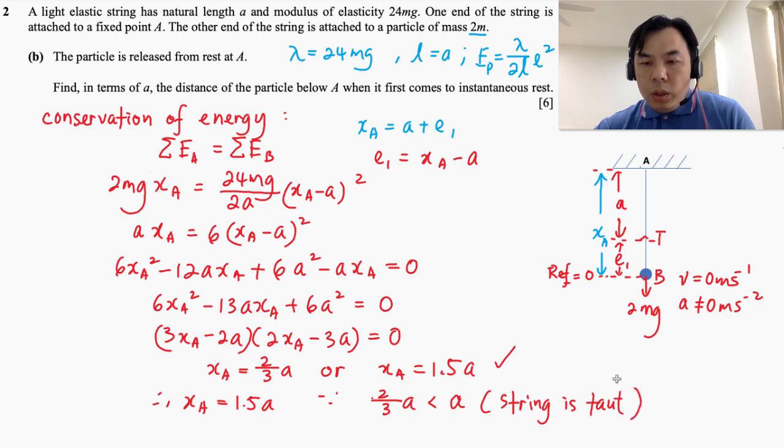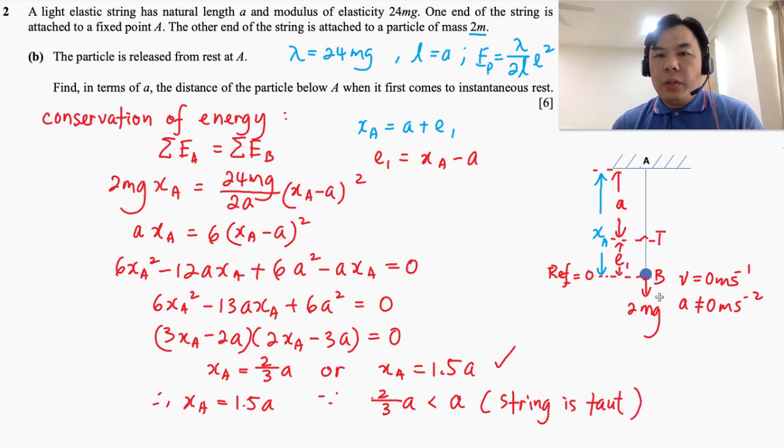The only way that the object can reach instantaneous rest is when the string is taut. So that's the reason why we accept the distance measured from A as 1.5. From here, we can get the answer directly without addition and subtraction, but we indirectly incorporate that into our algebra, right? So that's one of the reasons why I still prefer my first method compared to this one here, because you need to sort of reason with one of your solutions there, right?